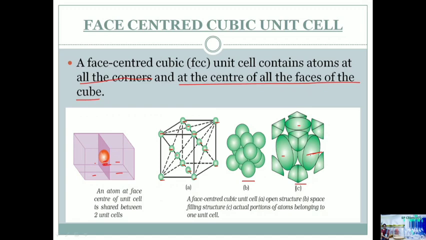Atoms and its contribution is 1 by 2, and other 3 sides, as we know a cube has 6 faces and at each face center 1 atom is present. Since 1 atom at its face center is shared between 2 unit cells, its contribution per unit cell will be 1 by 2. And at the corner it is 1 by 8, as we have already discussed before. 8 corners, 8 atoms are present, but since each atom is adjacent to 8 unit cells, its contribution per unit cell will be 1 by 8.